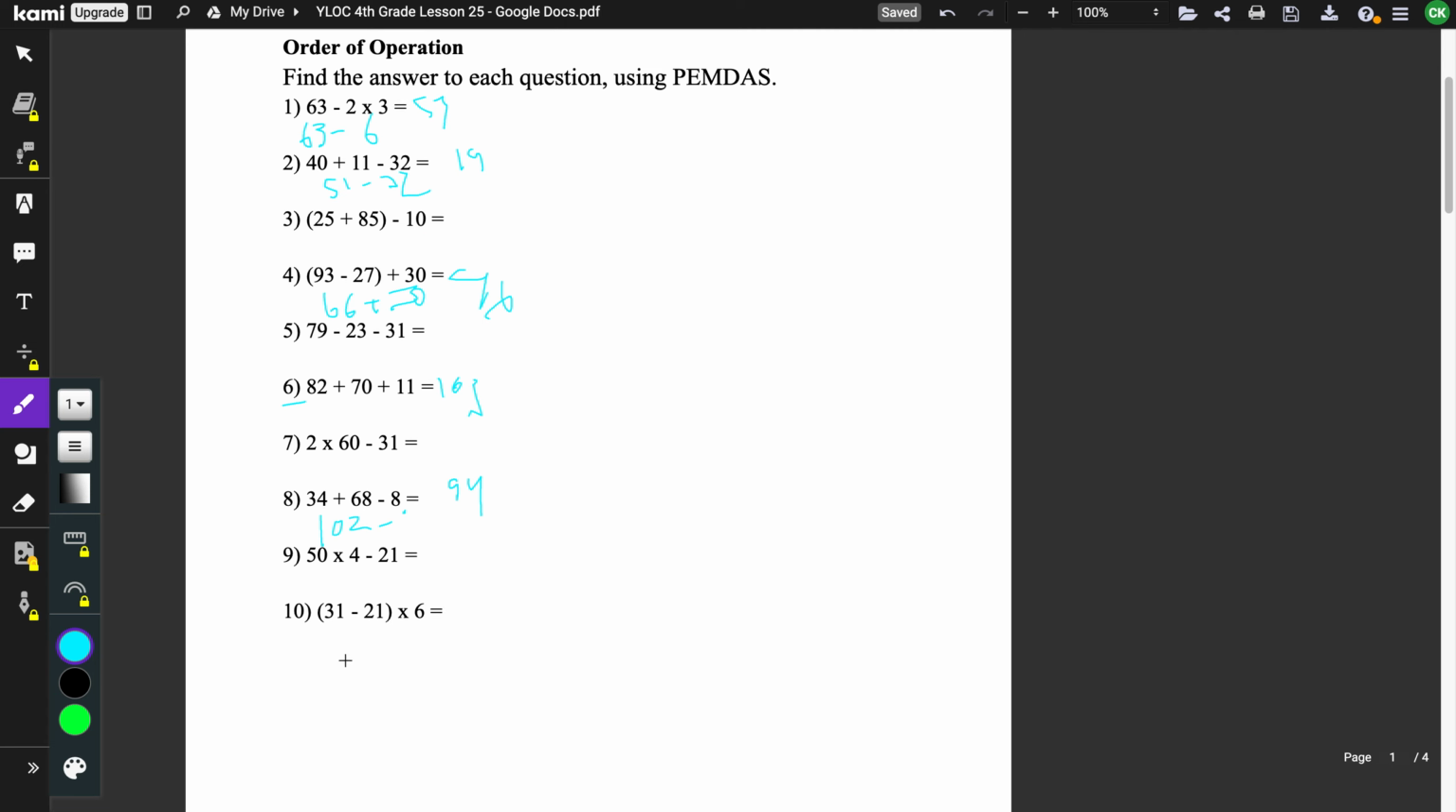And then moving on, we're going to do subtraction first, which is going to give us 10. Normally we'll do multiplication first, but because there's a parenthesis, we'll do that first. Times 6, which is 60.